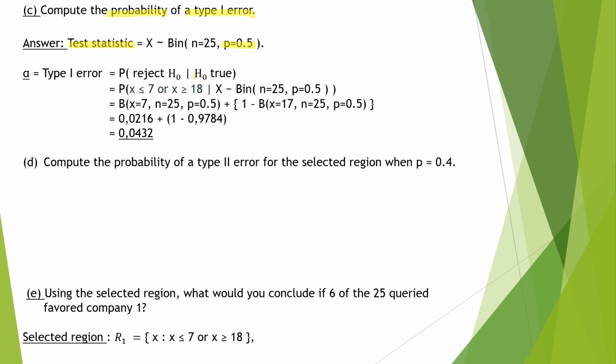Now, H0 is true translates to X follows a binomial with 25 and p = 0.5. Then when do we reject the null hypothesis? If you check part A, we chose our rejection region to be this part: when my X is less than or equal to 7, or greater than or equal to 18. So that's the rejection region we chose.